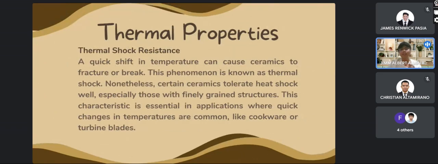Beyond thermal insulation, ceramics must also endure abrupt temperature changes without failing. This brings us to the concept of thermal shock resistance. While ceramics can often be sensitive to sudden temperature shifts, causing potential fractures, some have exceptional thermal shock resistance. Ceramics with finely grained structures can withstand these rapid changes, making them ideal for applications like cookware and turbine blades.